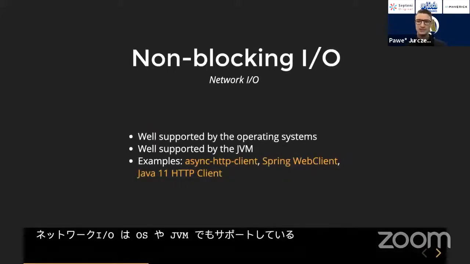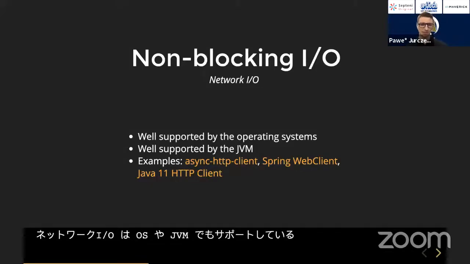Okay, let's look at concrete types of external IO communication and the support for that communication on both the operating systems and the JVM itself. So when it comes to non-blocking network communication, we usually don't have a problem. Operating systems support that well. The JVM itself supports it well.